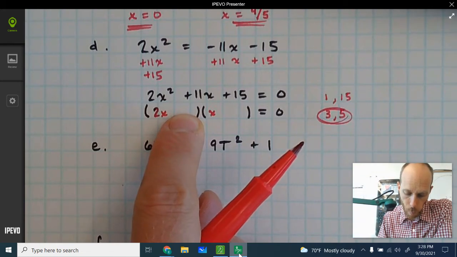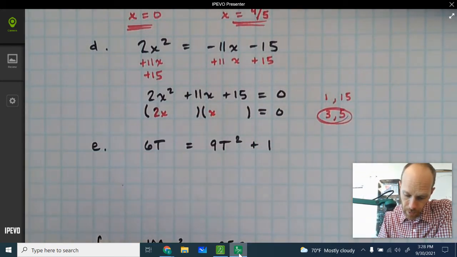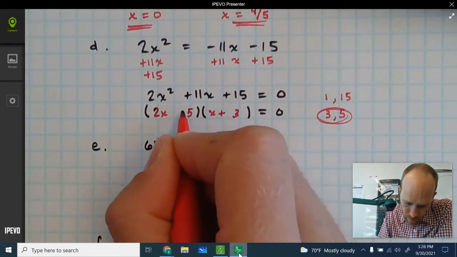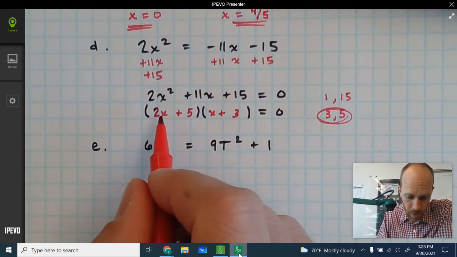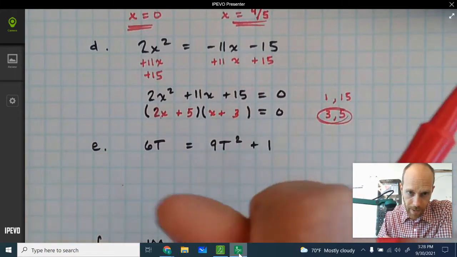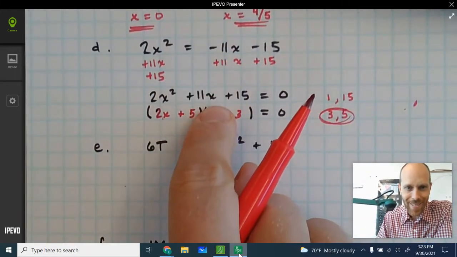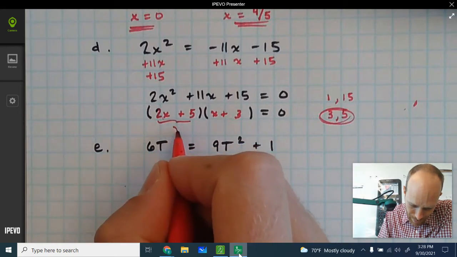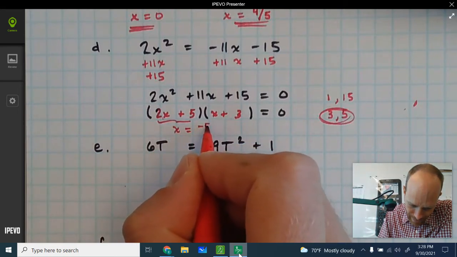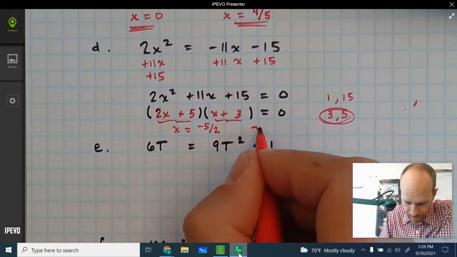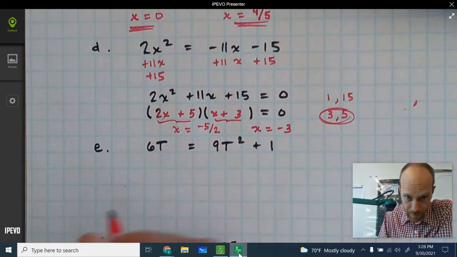No. What if I put a 5 here and a 3 here? All right. 5, 3, add. Sure enough, this gives us 6x. This gives us 5x. There's our 11x. All right. So if we set this term equal to 0, we're going to get x is negative 5 over 2. If we set this term equal to 0, we're going to get that x is negative 3. There's our solutions.